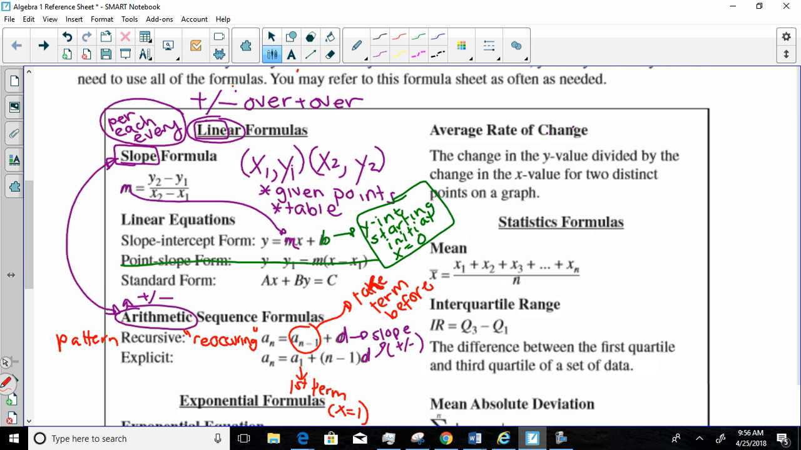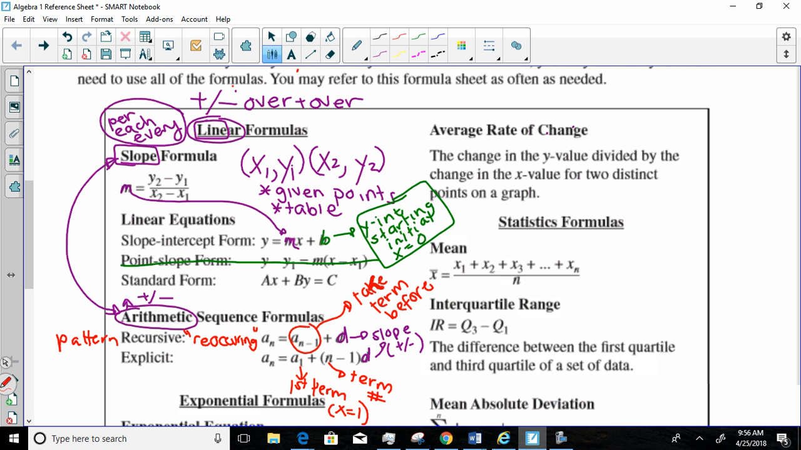What does N mean? What? Oh. Wait, you have N as a term number? N is term number. So N is term number.